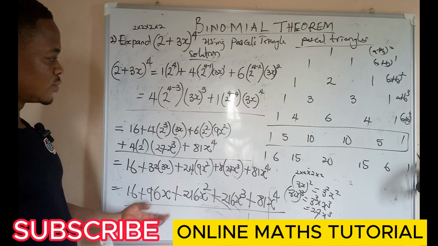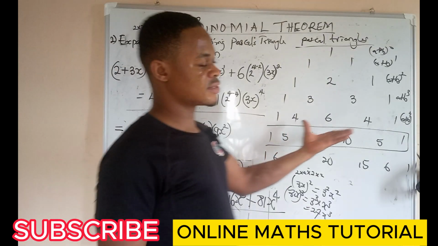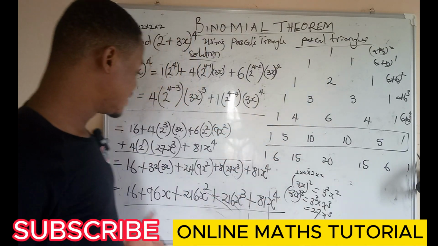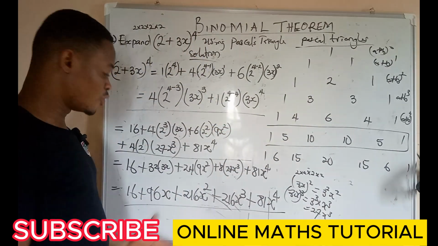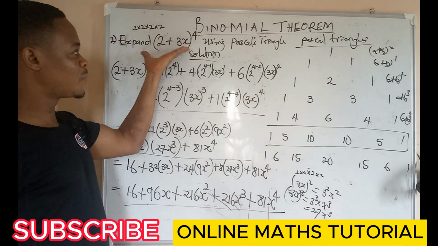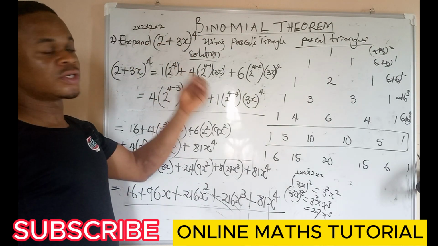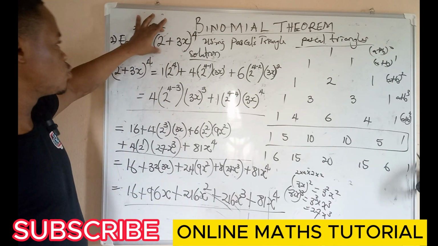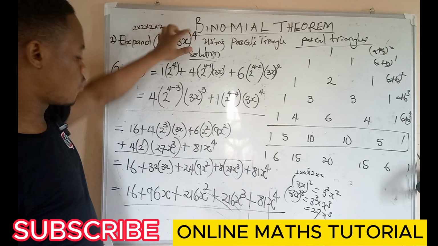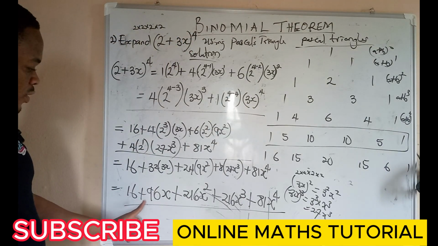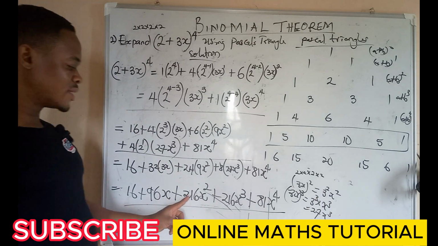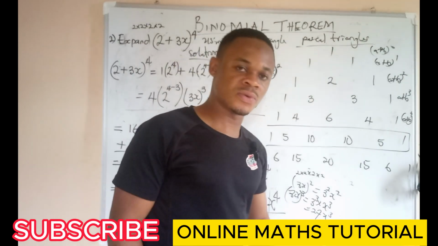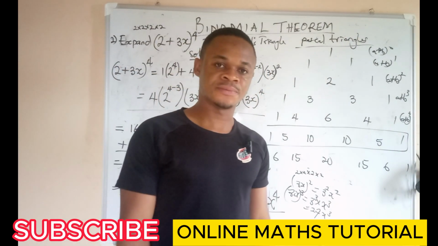And we did this using Pascal's triangle. Assuming you want to expand this without even using the Pascal triangle, this space will not be enough, because you'll be multiplying them one after the other, one after the other, so as to get the value of this expansion. So when you expand 2 plus 3x all raised to the power 4, it's going to give you 16 plus 96x plus 216x squared plus 216x raised to the power 3 plus 81x raised to the power 4.